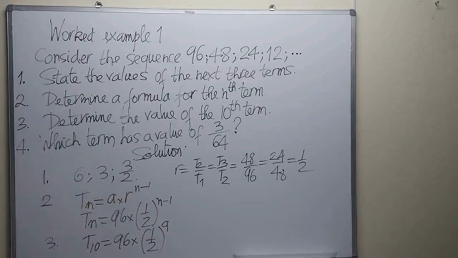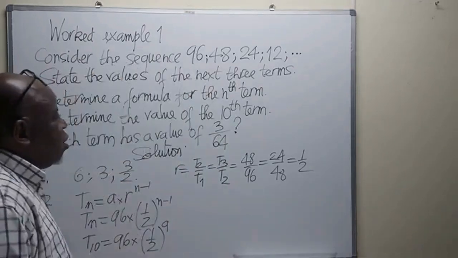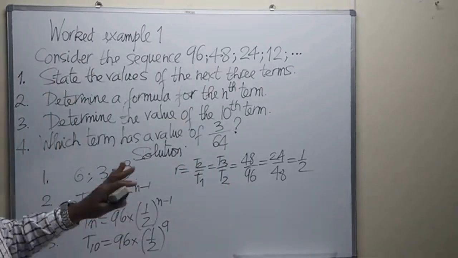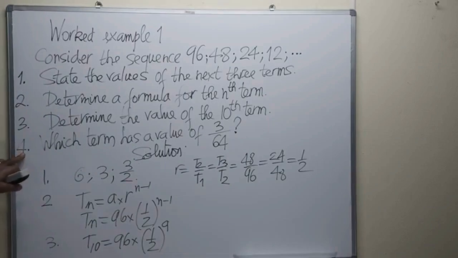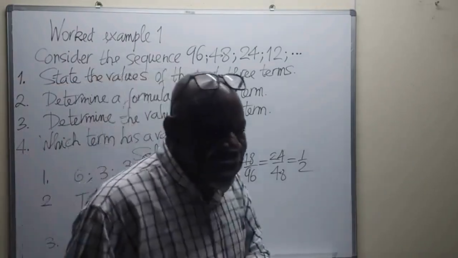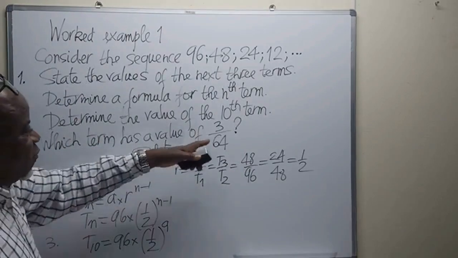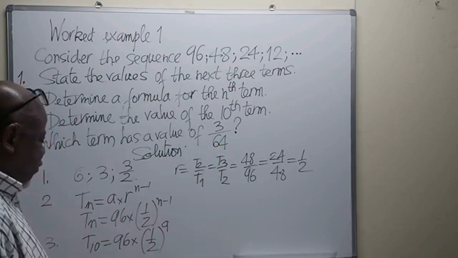We're going to take the last question, that is question number 4. I'll clean the board here because we need some space for question number 4. As we have already responded to the first 3 questions, we're taking the last one: which term is the value of 3 over 64?